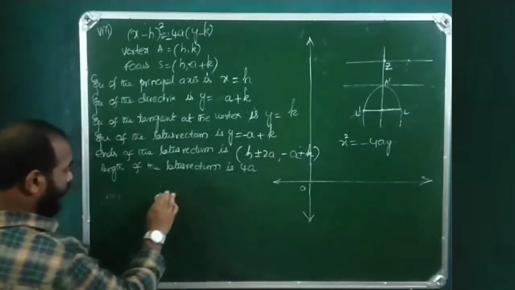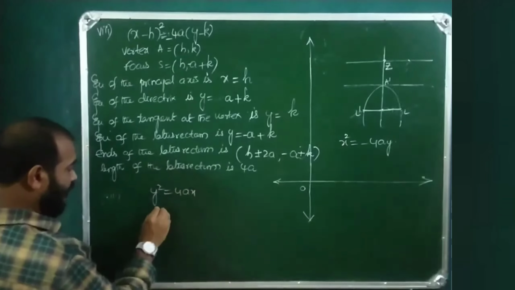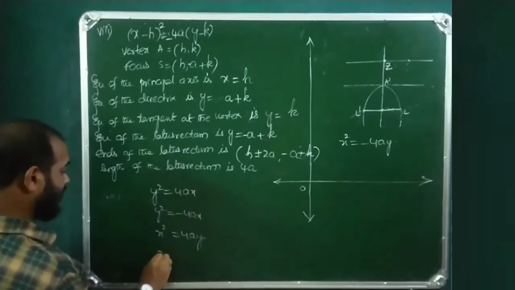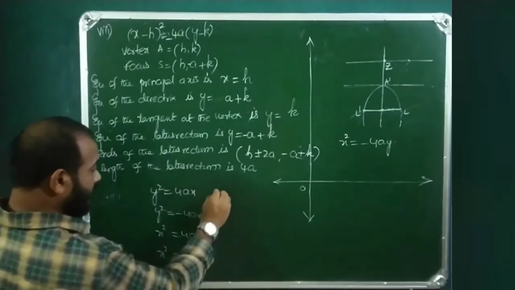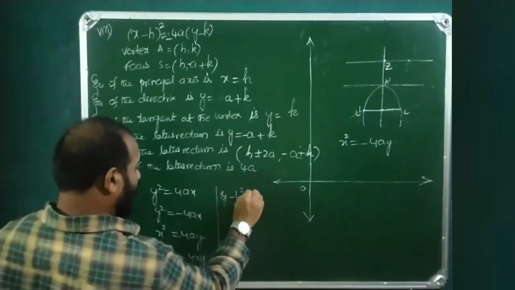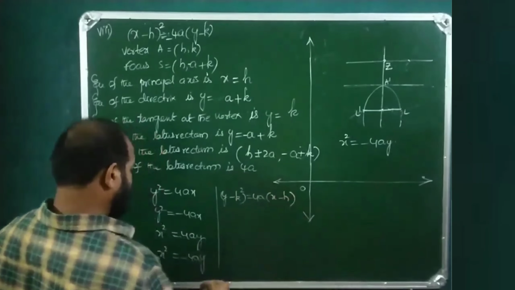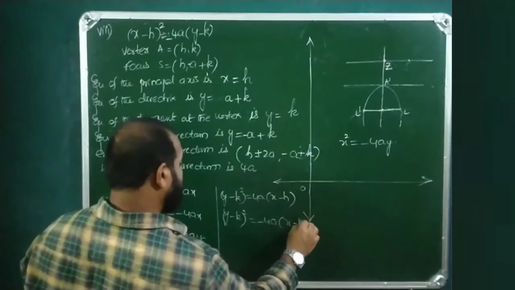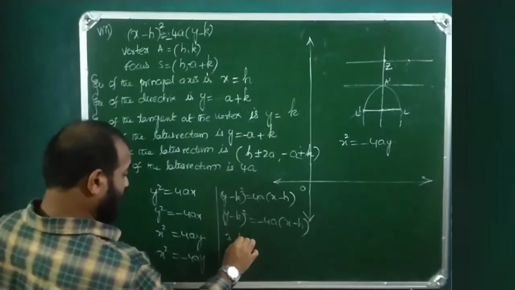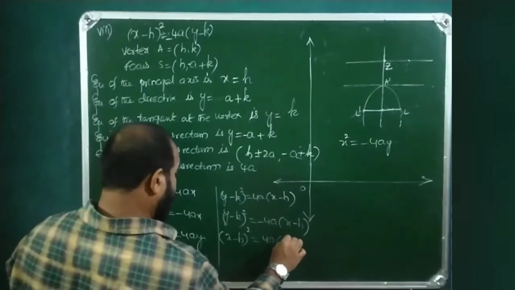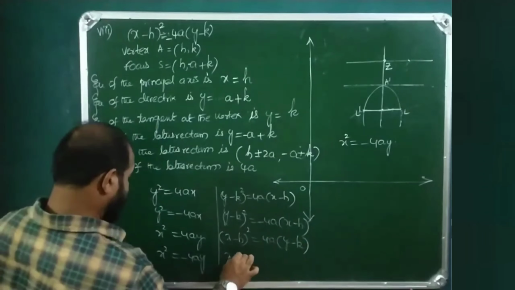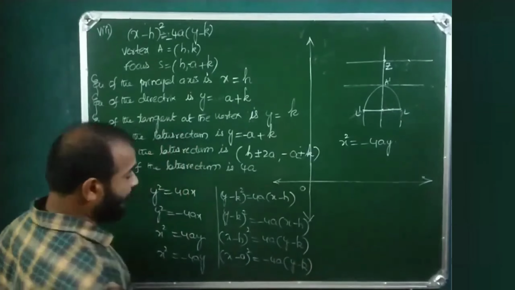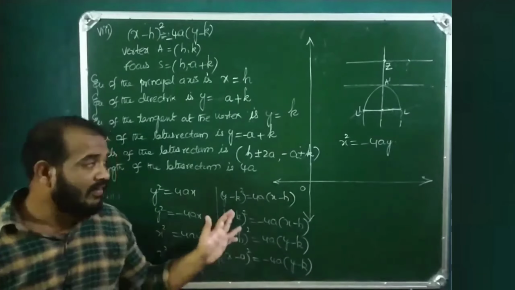Therefore, all the 8 parabolas: y square equals 4ax, y square equals minus 4ax, x square equals 4ay, x square equals minus 4ay, y minus k whole square equals 4a into x minus h, y minus k whole square equals minus 4a into x minus h, x minus h whole square equals 4a into y minus k, x minus h whole square equals minus 4a into y minus k. So all these 8 parabolas are what we have discussed so far.